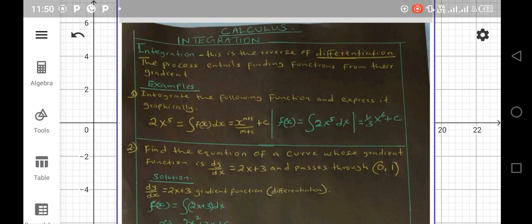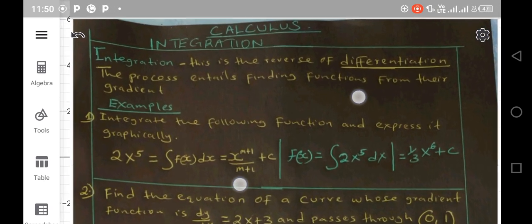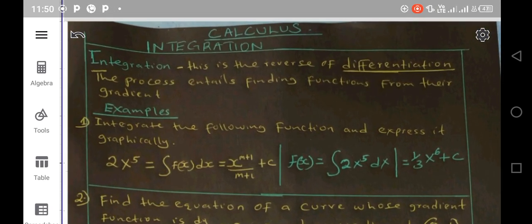The first one is going to start with integration. Now, integration is the reverse of differentiation. The process entails finding functions from their gradient. So integration is the process by which one can find the functions from their gradient.